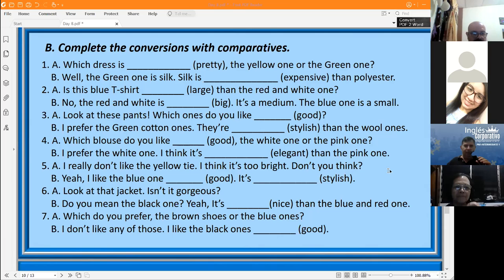Now, Jamilet and Paola Maria, number three. Okay, look at the pants. Which ones do you like better? What's the comparison? Better. I prefer the green cotton ones. They are more stylish than the wool ones. Excellent. Very good. Thank you very much.